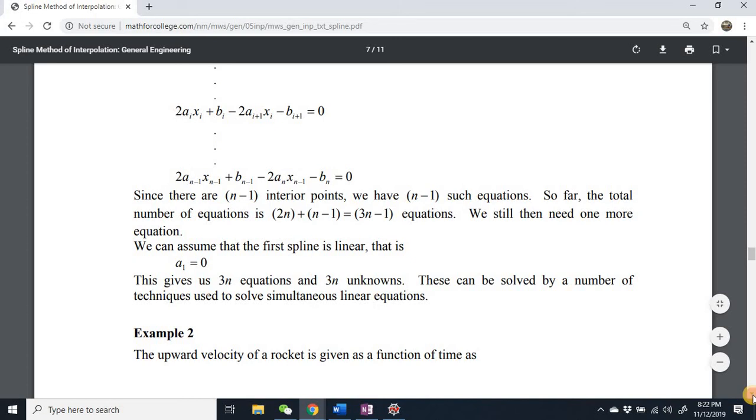And the one equation short is fixed by just assuming the first spline is linear. So you just set the quadratic term equal to 0. So that gives 3n equations. So the whole idea is you need to set up some big matrix based on the values of the function, and then solve the matrix. It's really quite easy to solve a matrix in Python. There's a single statement to do that. The hard thing is actually setting up the matrix.